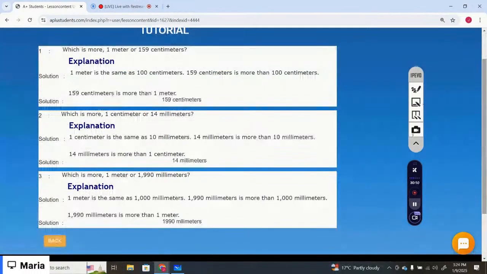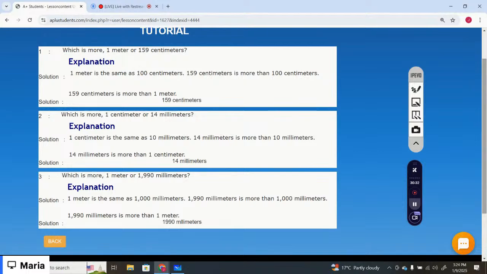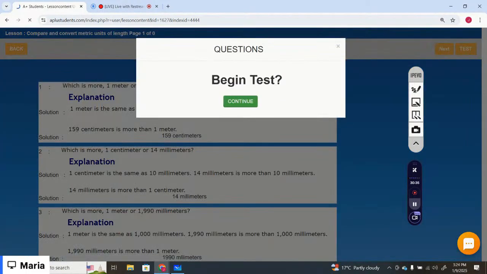Which is more, 1 meter or 1990 millimeters? The correct option is 1990 millimeters because in 1 meter we have 1000 millimeters. Let's just start with the test questions.